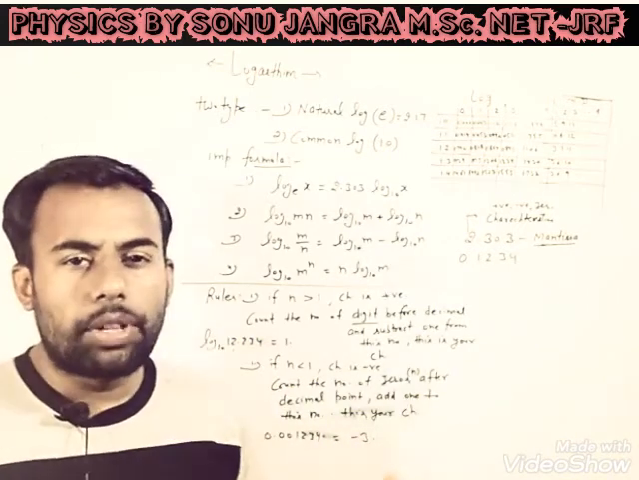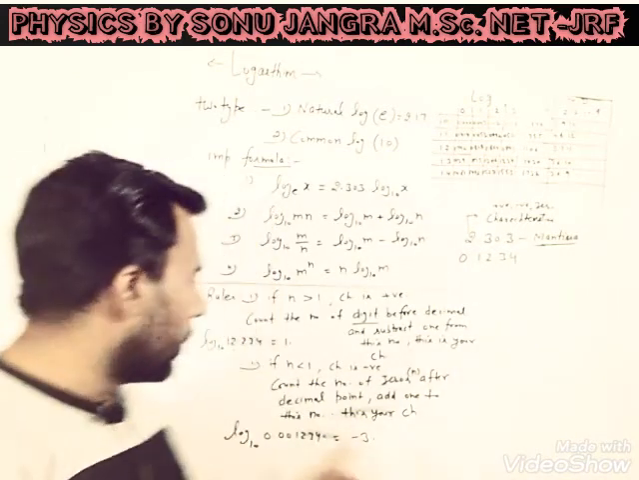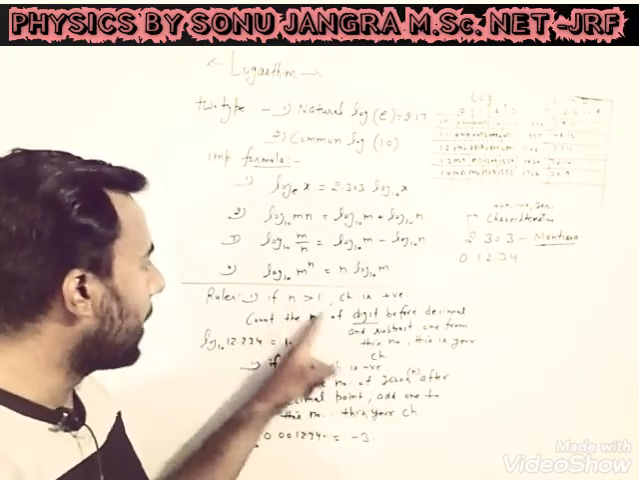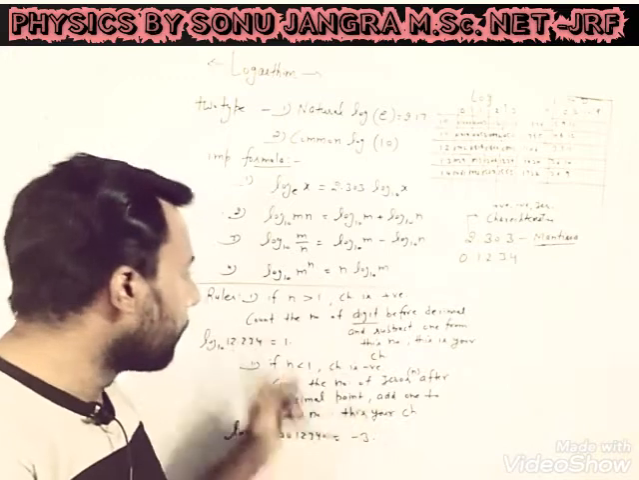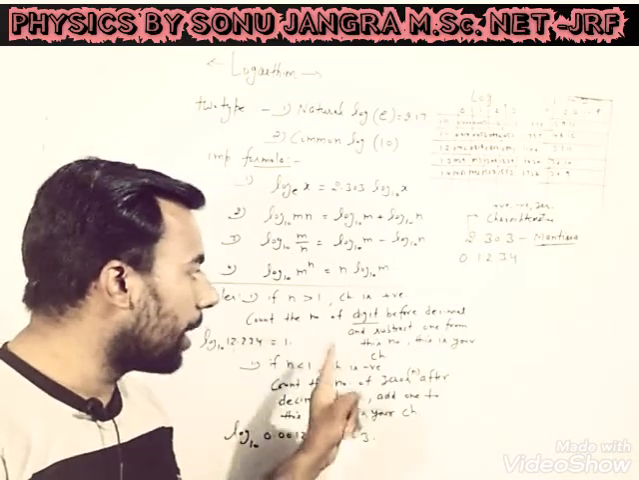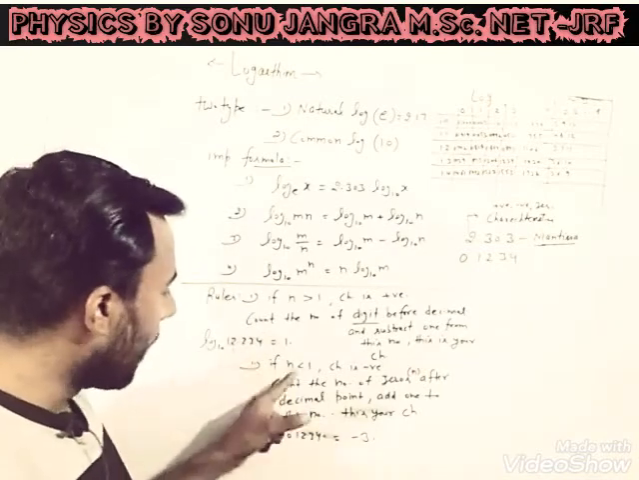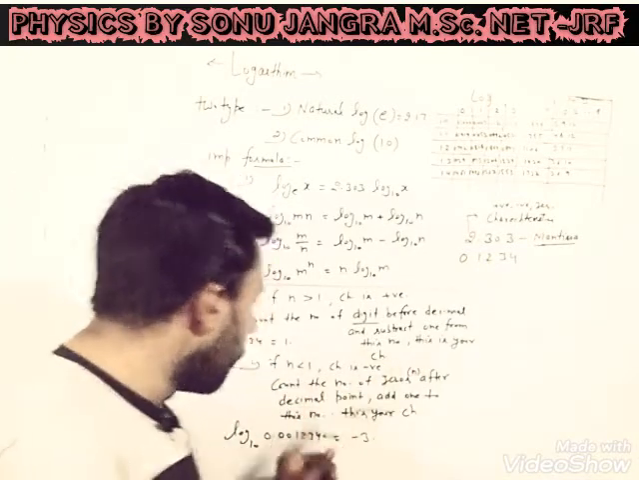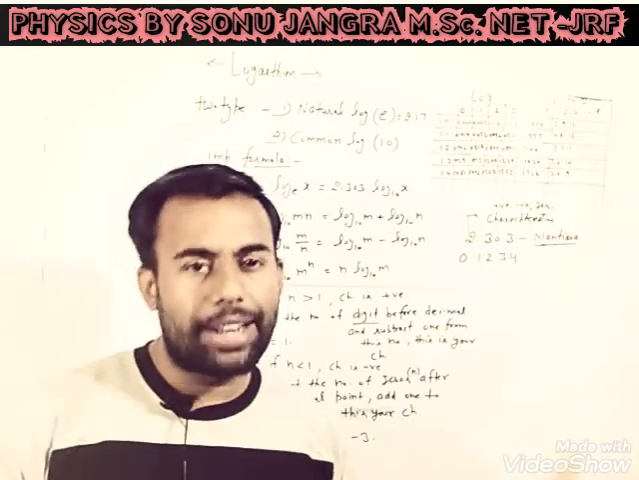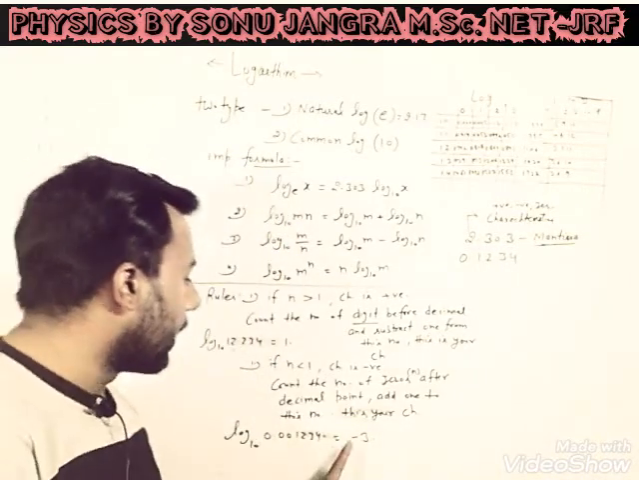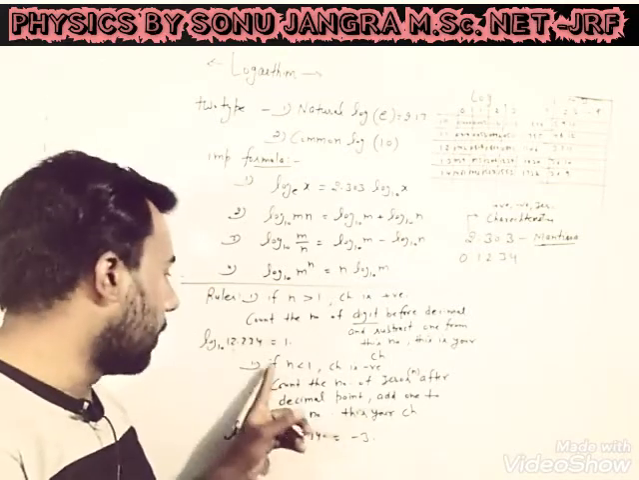There is a simple rule for the mantissa part. You have to understand these two rules properly. If the number is greater than 1, the characteristic is positive: count the number of digits before the decimal and subtract 1 from this number. If n is less than 1, the characteristic is negative: count the number of zeros after the decimal, add 1 to this number, and write a negative sign with it, because this number is less than 1.